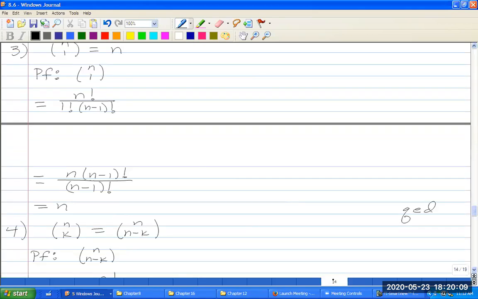So by definition, nCr is just n factorial over r factorial times n minus r factorial. So in nC1, letting r equal 1, it is n factorial over 1 factorial times n minus 1 factorial. But by the recursive definition of n factorial, n factorial is just n times n minus 1 factorial. The n minus 1 factorials cancel, so you get that this is equal to n. And that's what you wanted to show.